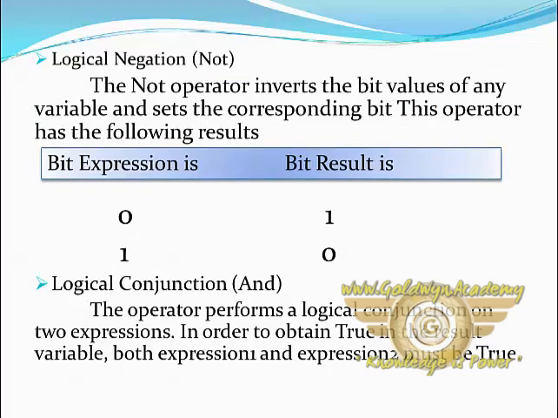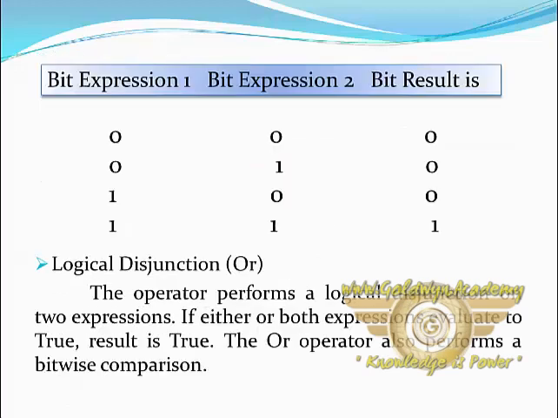Logical conjunction. The operator performs a logical conjunction on two expressions. In order to obtain 2 in the result variable, both expression 1 and expression 2 must be true. Here, if the value of expression 1 and expression 2 are both true, then the result is true, otherwise false.